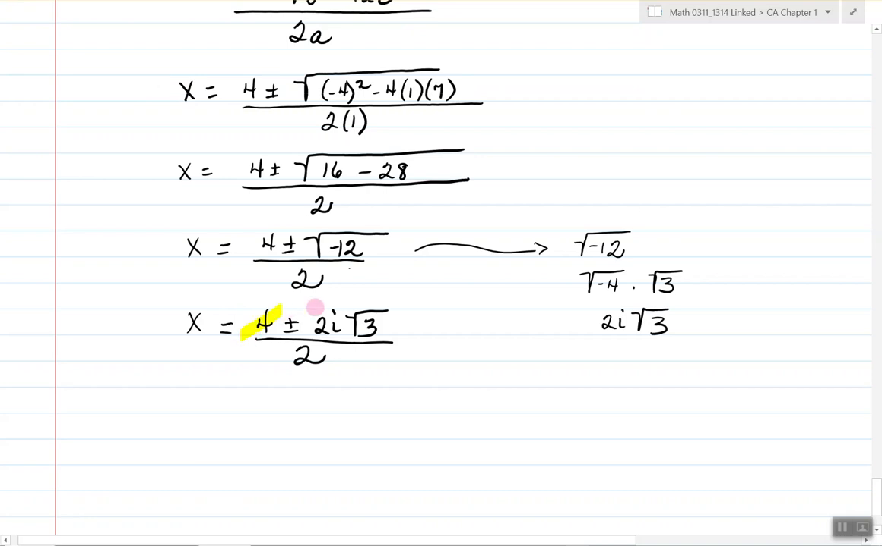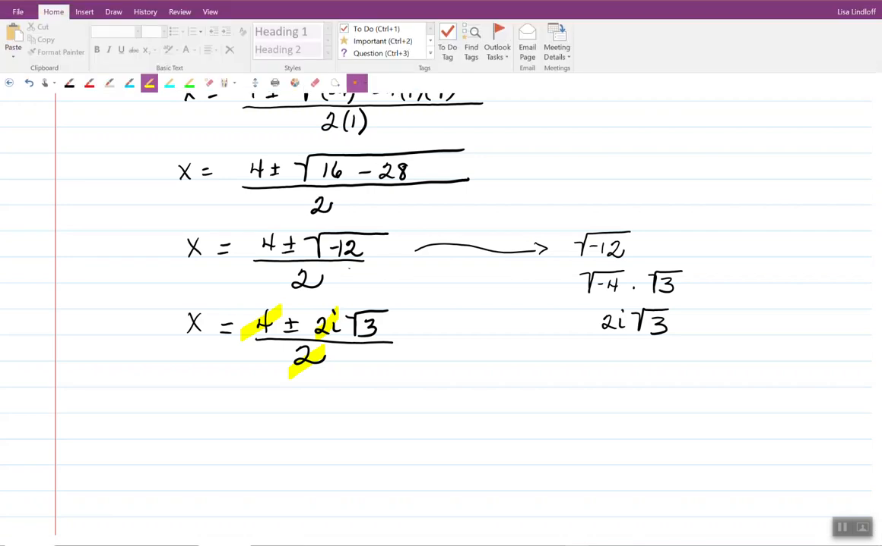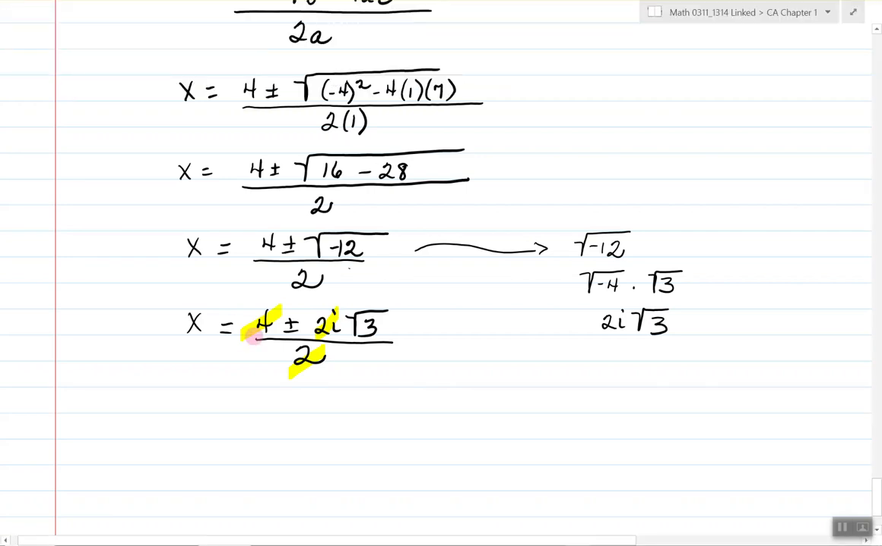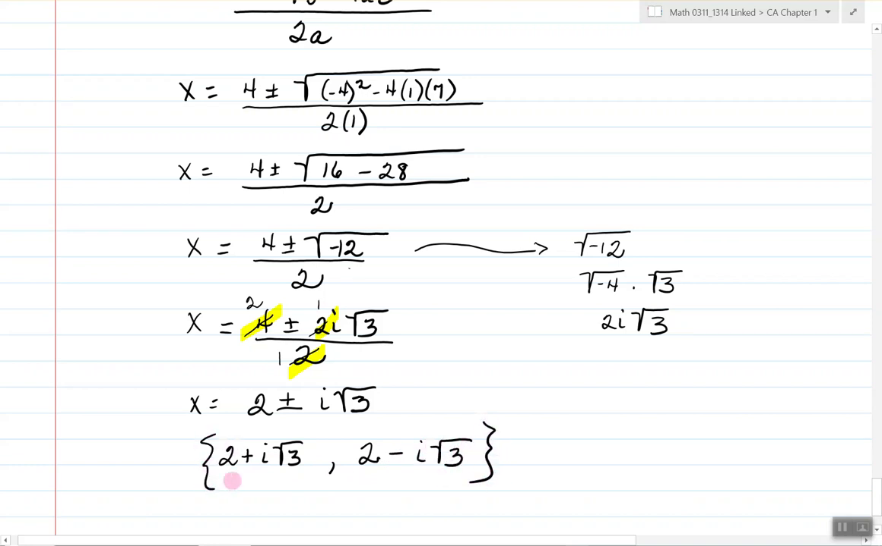I see that 2 is a common factor of the numerator and the denominator. 2 goes into 4 two times, 2 goes into 2 once, 2 goes into 2 once. x is equal to 2 plus or minus, I don't write coefficients of 1, so it's i times the square root of 3. I don't write denominators of 1, so this is all I get. Separating it, it is 2 plus i square root of 3, comma, 2 minus i square root of 3. Those are my two solutions.